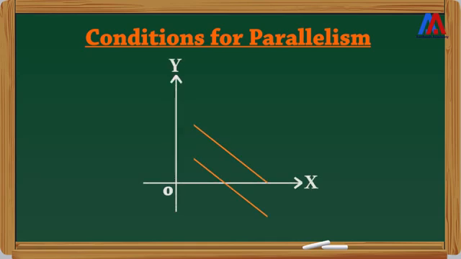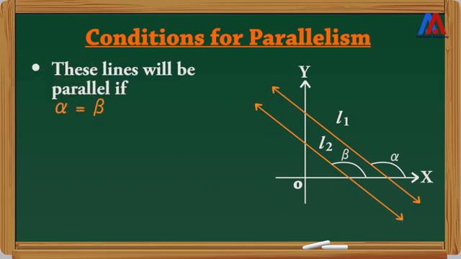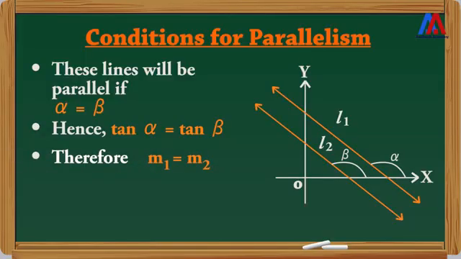In the diagram you see there are two lines L1 and L2 which are making angle alpha and beta from the x-axis. Now these two lines will be parallel if alpha is equal to beta. If alpha is equal to beta, then tan alpha will also be equal to tan beta. Now tan alpha is the slope or gradient of the line L1 and the tan beta is the gradient of line L2. Therefore, m1 should also equal m2 if we want the lines to be parallel to each other.